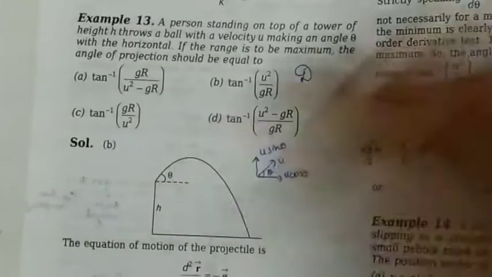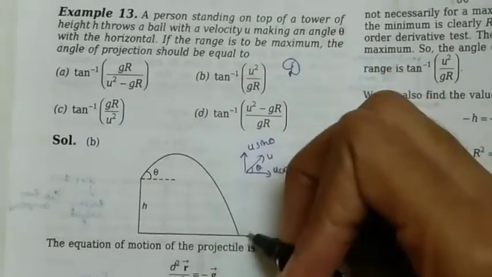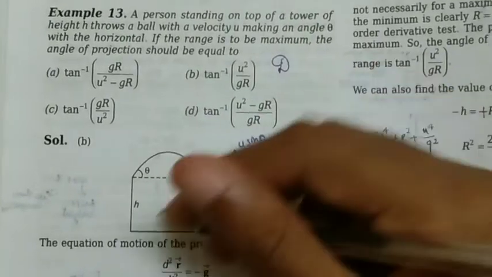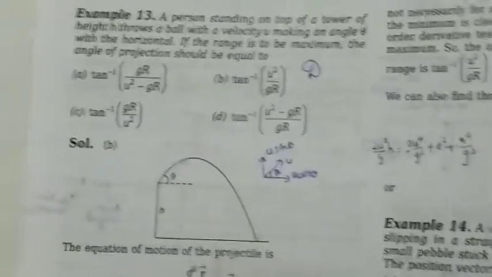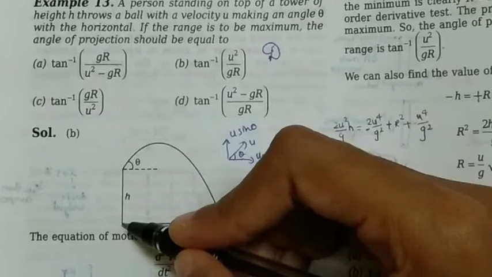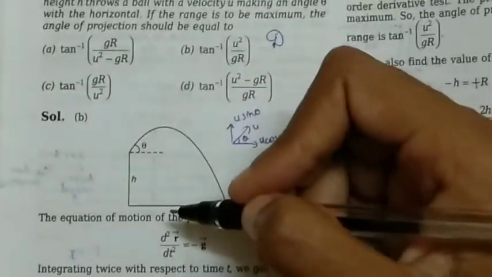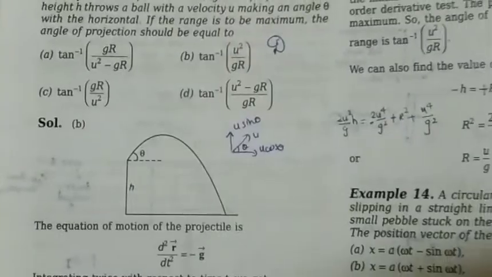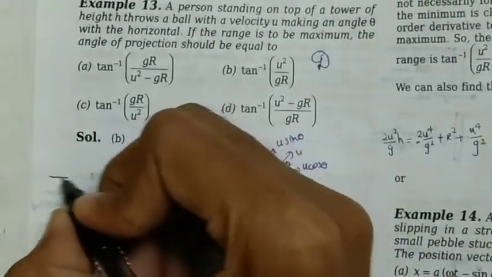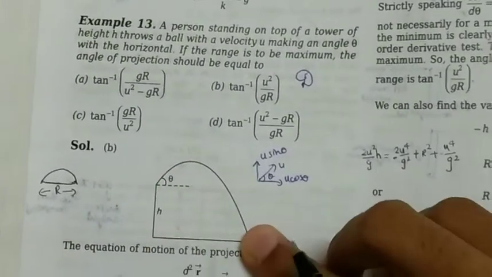So the person throws the ball from this point, and finally the ball falls over here. The ball moves up, and then it moves down because of the gravitational force of the Earth. We have to take the foot of this tower, so the distance from here to here is nothing but the range. If we were standing on the ground and threw a ball, it would go like this, and that would be the range in that case. So in the same manner here, from here to here is the range.